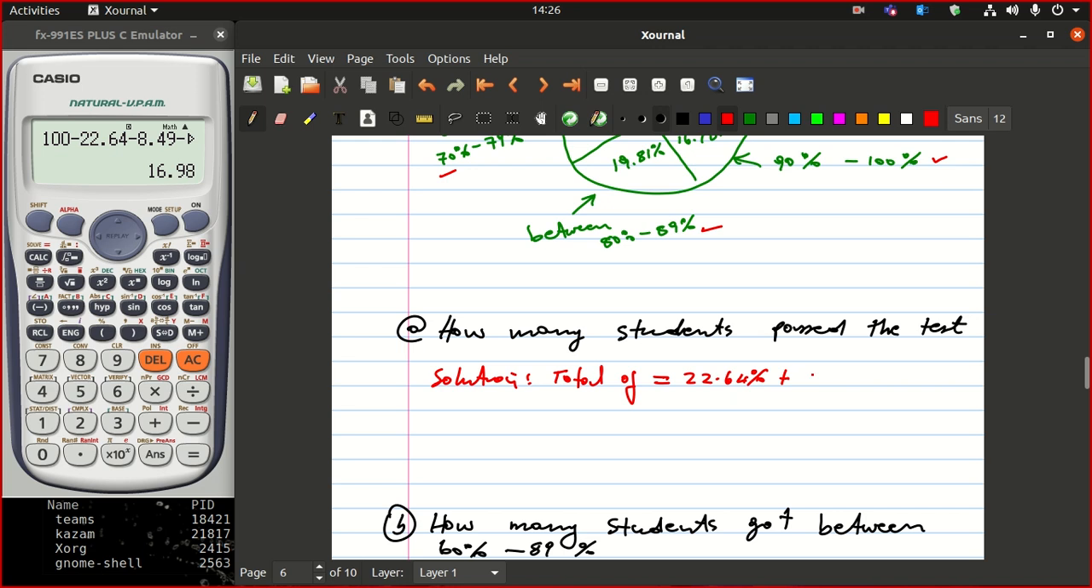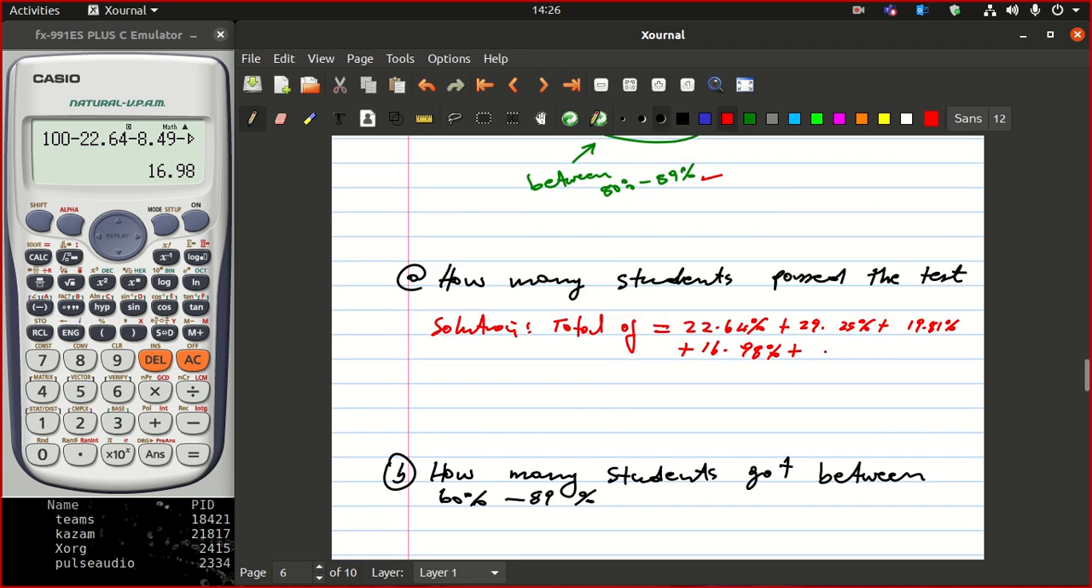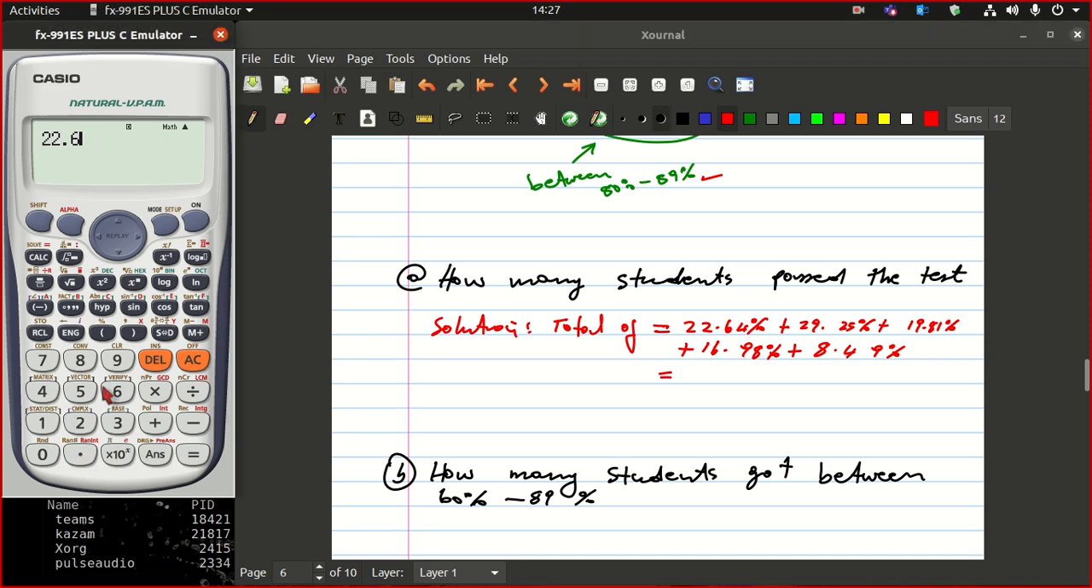So you add these percentages here. Once you add them, I'm just going to try and be as fast as I can here. Time is almost up.